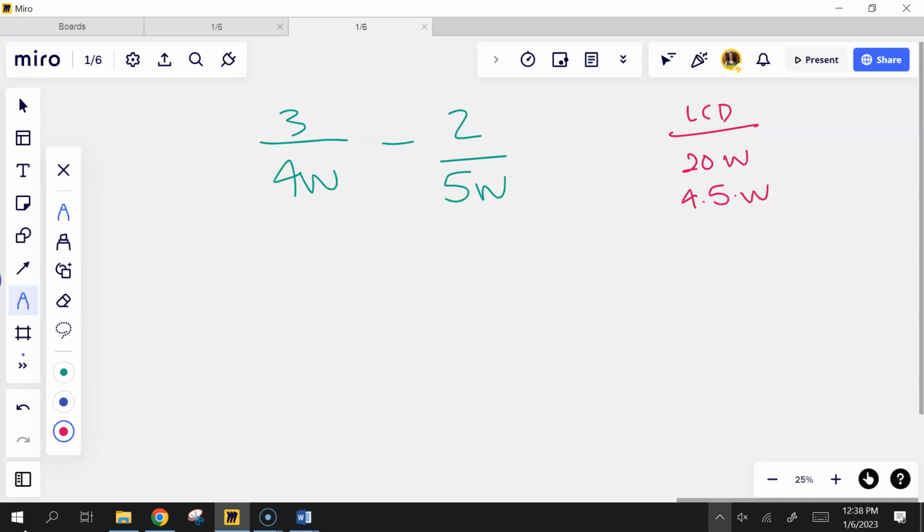Now, one way that I tell students to look at it, this is 4 times W, this is 5 times W. Write the first denominator, 4W, 4 times W, and give whatever's missing from this one that it doesn't have. So does it have a 5? No. Does it have a W? Yes, it has a W. I don't need that again. So that's the least common denominator.